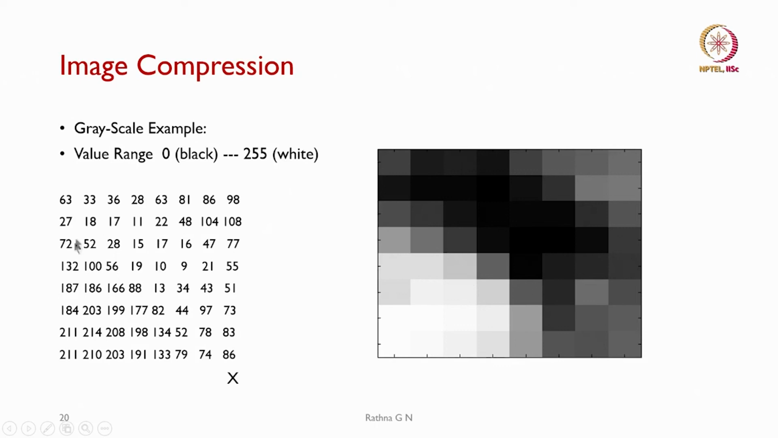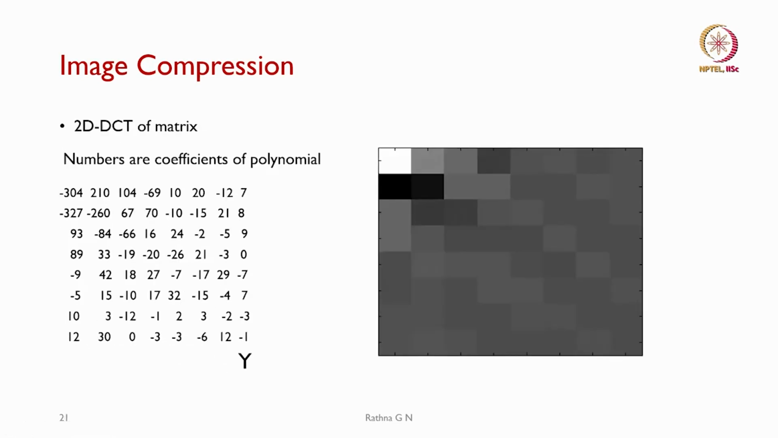As x, these are the values you will have in the matrix. You will see some of them are 214, 208, 198 and so on. The first one is 63. Now we will do the 2D DCT of the matrix.